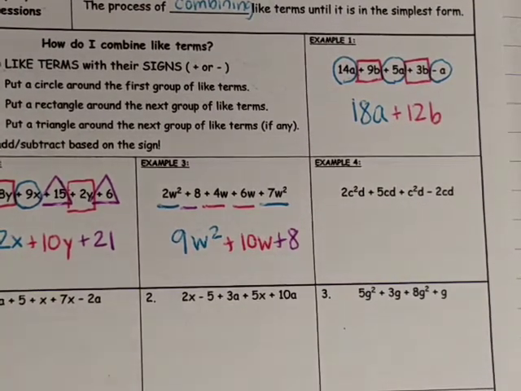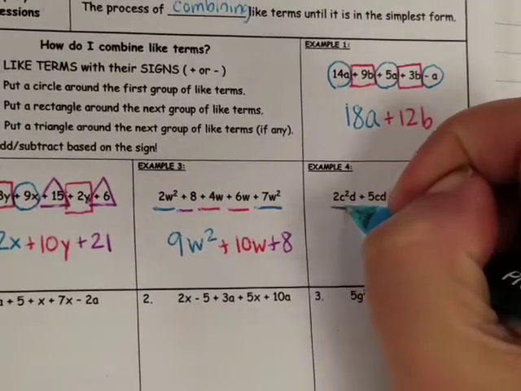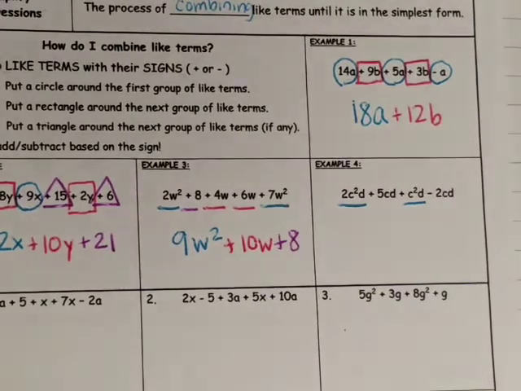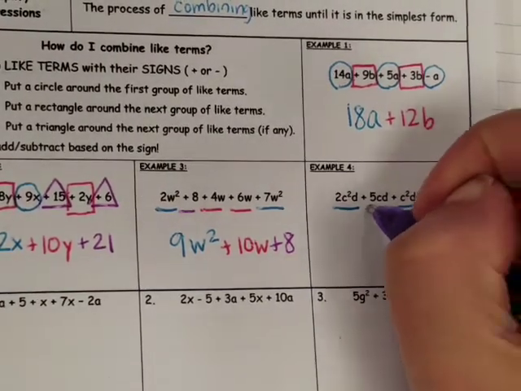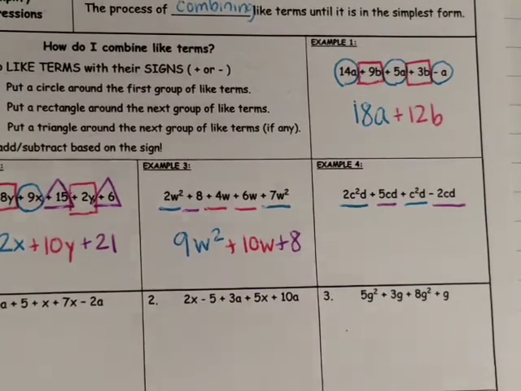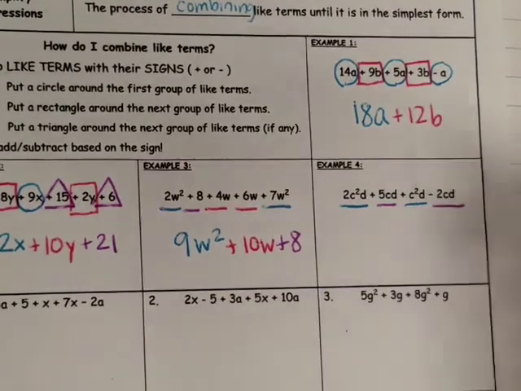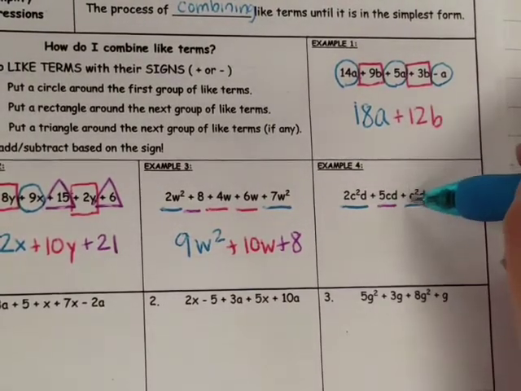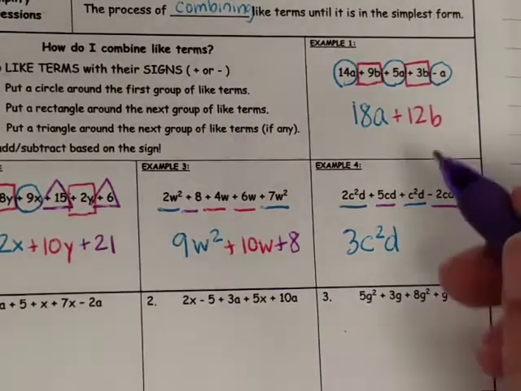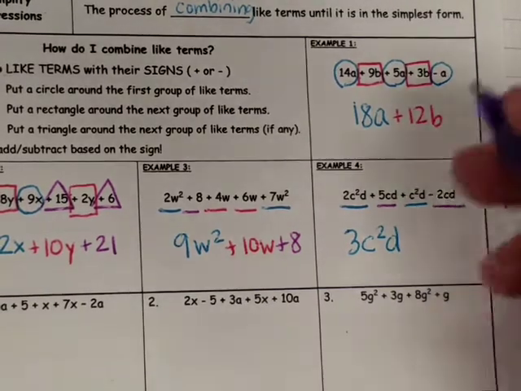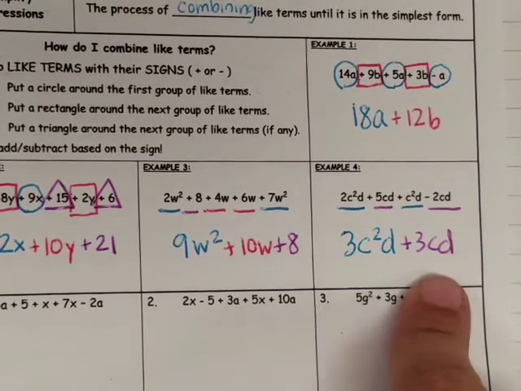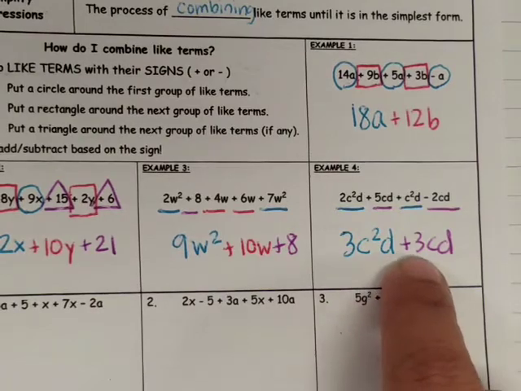All right, the next group, 2c squared d. Is there any other c squared d's? There's one right here. And then just cd. And then here's another cd. Notice how that's minus 2, so we're going to have to be careful with that one. 2c squared d plus c squared d is 3c squared d. And then 5cd minus 2cd is 3cd. And there's my final expression, 3c squared d plus 3cd.